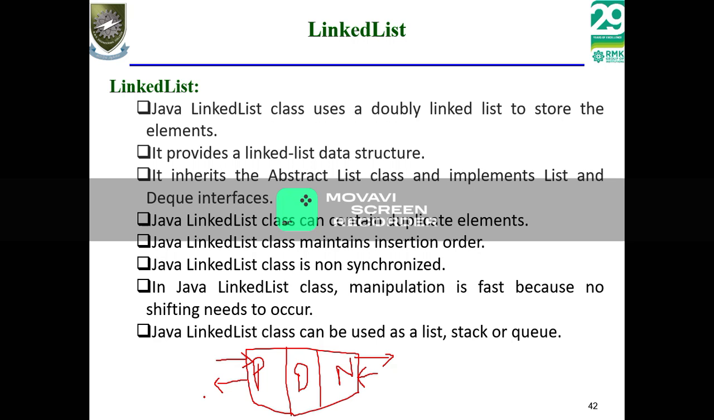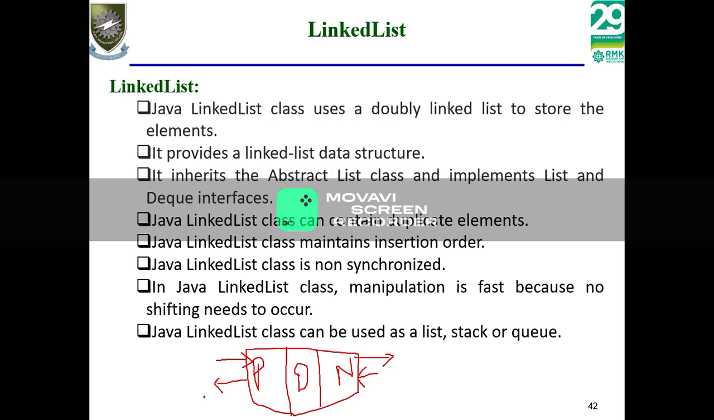Java linked list class maintains insertion order. Here we don't have indexing, but anyway it maintains the insertion order like your array list. It is non-synchronized. You know what synchronization is. Here the linked list is a non-synchronized list. And in Java linked list class, manipulation is fast because no shifting is required.